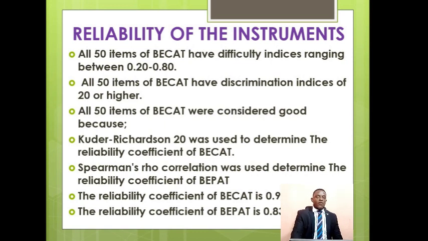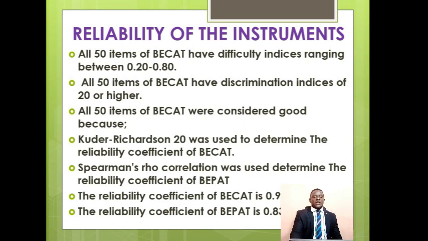As you know, for a multiple choice test, which the BCAT, the cognitive achievement test, was designed along with, we use the KR20 formula to determine the reliability. And the indices you can see are between 0.2 and 0.8. We also went ahead to establish the psychometric properties of the test.